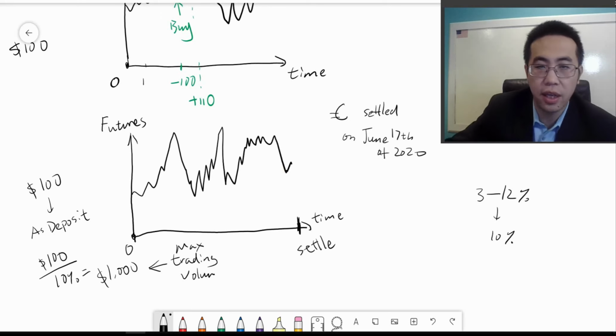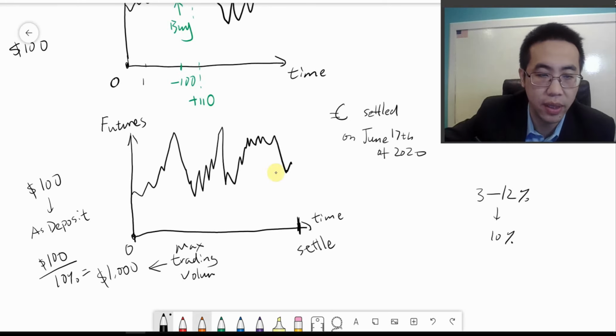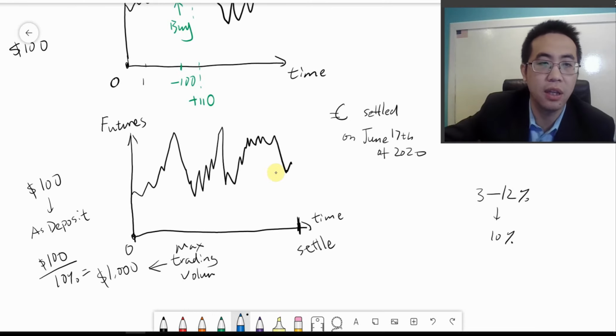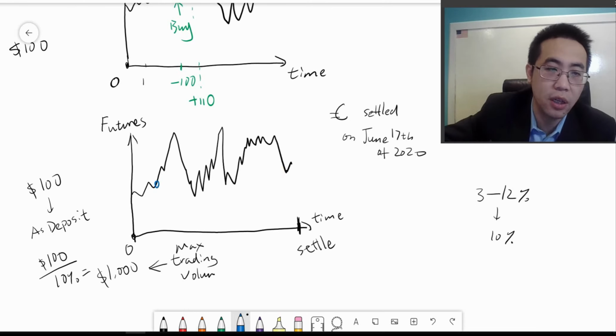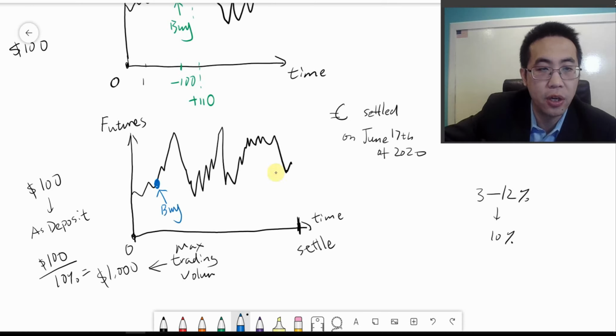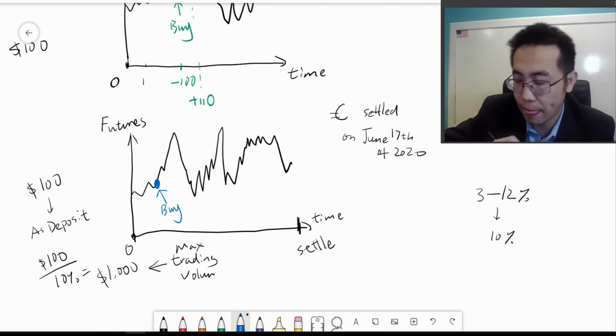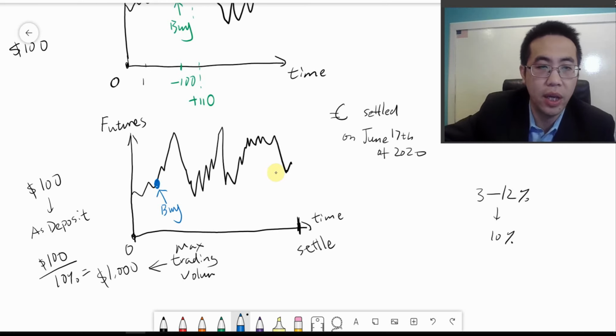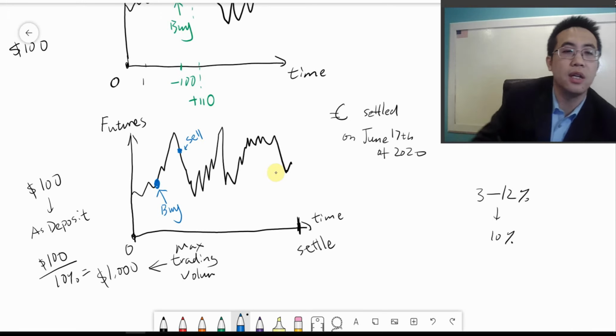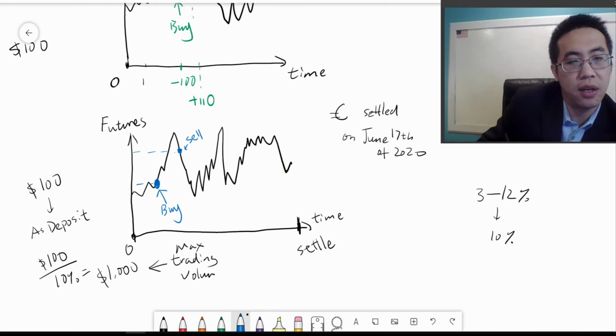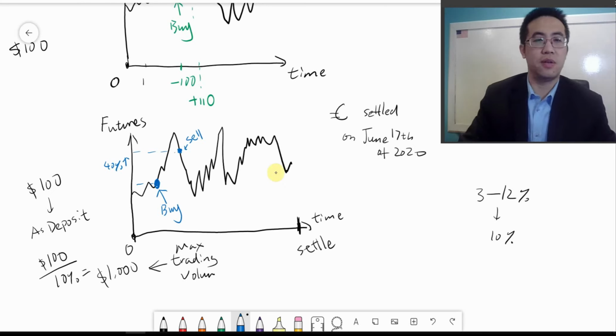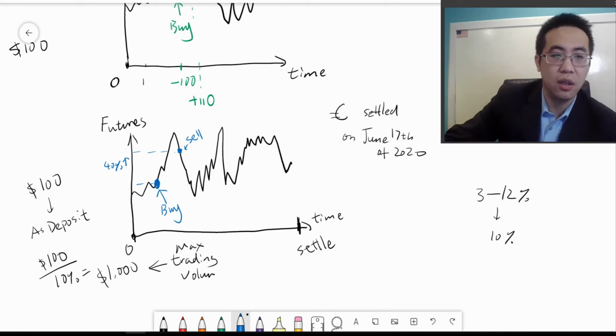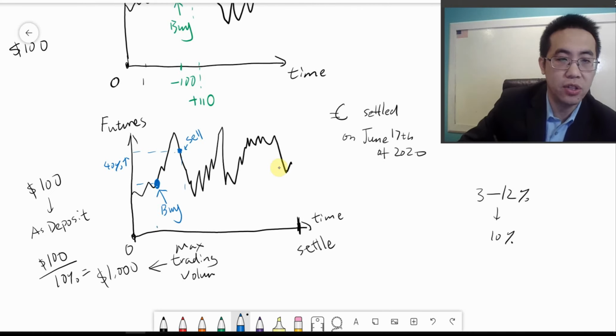Okay, then you want to take advantage of the situation. You may know some better information than the others. So let's say right here, you made a buy order. You saw the price will go up. Then you just wait until it reaches a top and then it declines. Let's say you made a sell order right here. Let's say the price increased by 40%. So in this case, you can buy and sell, but there's no cash flow here.